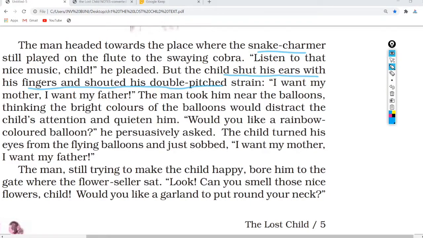The man took him near the balloons, thinking the bright colors of the balloons would distract the child's attention and quieten him. "Would you like a rainbow colored balloon?" he persuasively asked. The child turned his eyes up from the flying balloons and just said, "I want my mother, I want my father." So here also you will see that the man tried his level best to quieten him, to pacify him, to console him, to make him happy.